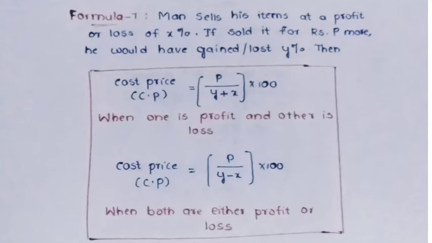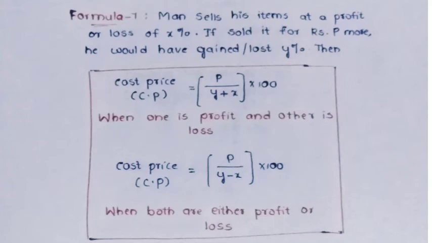That is, whenever a man sells his items at a profit or loss of X percent, and if he sold it for rupees P more, he would have gained or lost Y%, then the cost price is equal to P divided by (Y plus X) into 100. This is when one is sold at a profit and the other at a loss. Otherwise you can use another formula, which is P divided by (Y minus X) into 100, when both are either profit or loss.